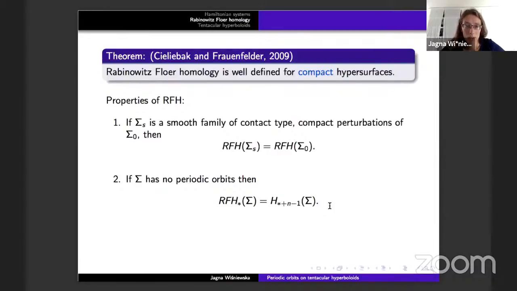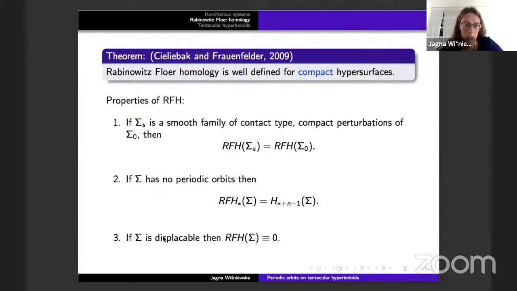So that's a very important observation if we are actually trying to answer the question of the existence of periodic orbits. Those two together make a powerful tandem, meaning that, well, if we know that for a fixed hypersurface the Rabinowitz-Floer homology of sigma is not equal to the singular homology with a shift, then we know that there exist periodic orbits, and also there have to exist periodic orbits on all the contact type compact perturbations of this hypersurface. So this is the property that interests us most.